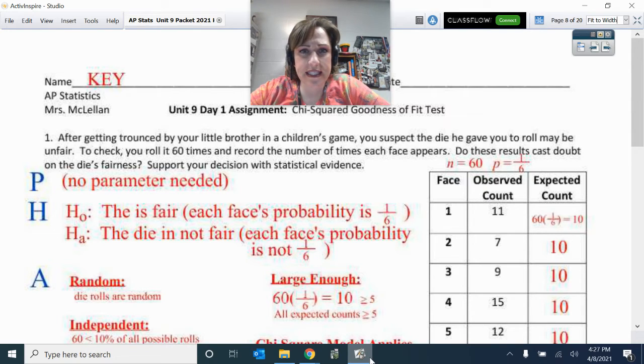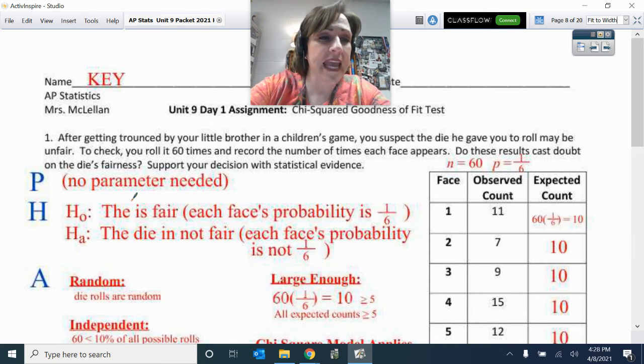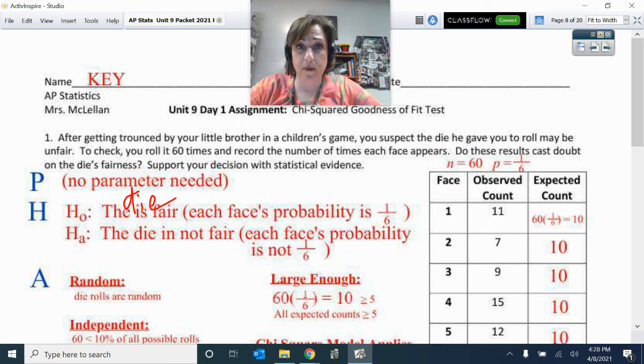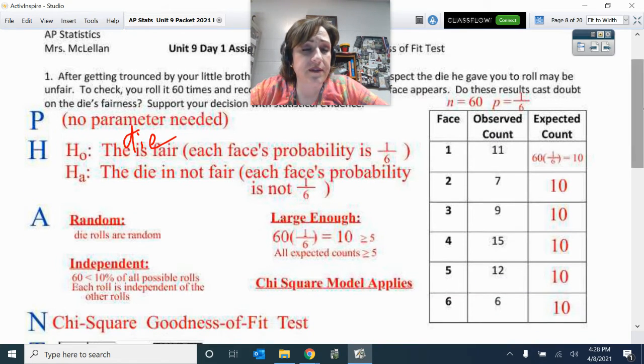Okay, let's see how you did on your chi-squared goodness of fit problems. So remember, we don't need our parameter, otherwise you'd be defining all the different proportions. So our null hypothesis is that the die is fair. And what I mean by that is that each face's probability is 1/6. And so alternatively, the die is not fair, so it's not 1/6.